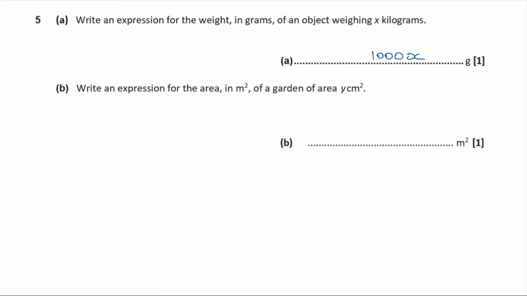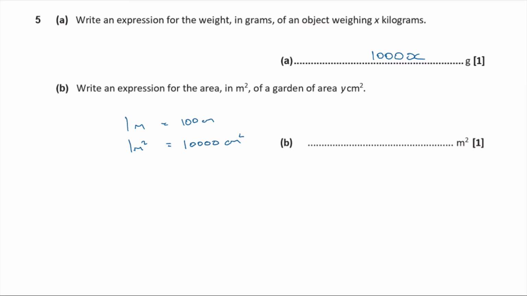Write an expression for the area in meters squared of a garden with an area of y centimeters squared. Now, converting from centimeters into meters, you're going to have to this time divide by 100, aren't you? Because 1 meter is 100 centimeters, but this isn't normal meters, it's meters squared. So 1 meter squared is 1 meter times 1 meter, which is 100 centimeters times 100 centimeters. That's 10,000 centimeters squared, then, isn't it?